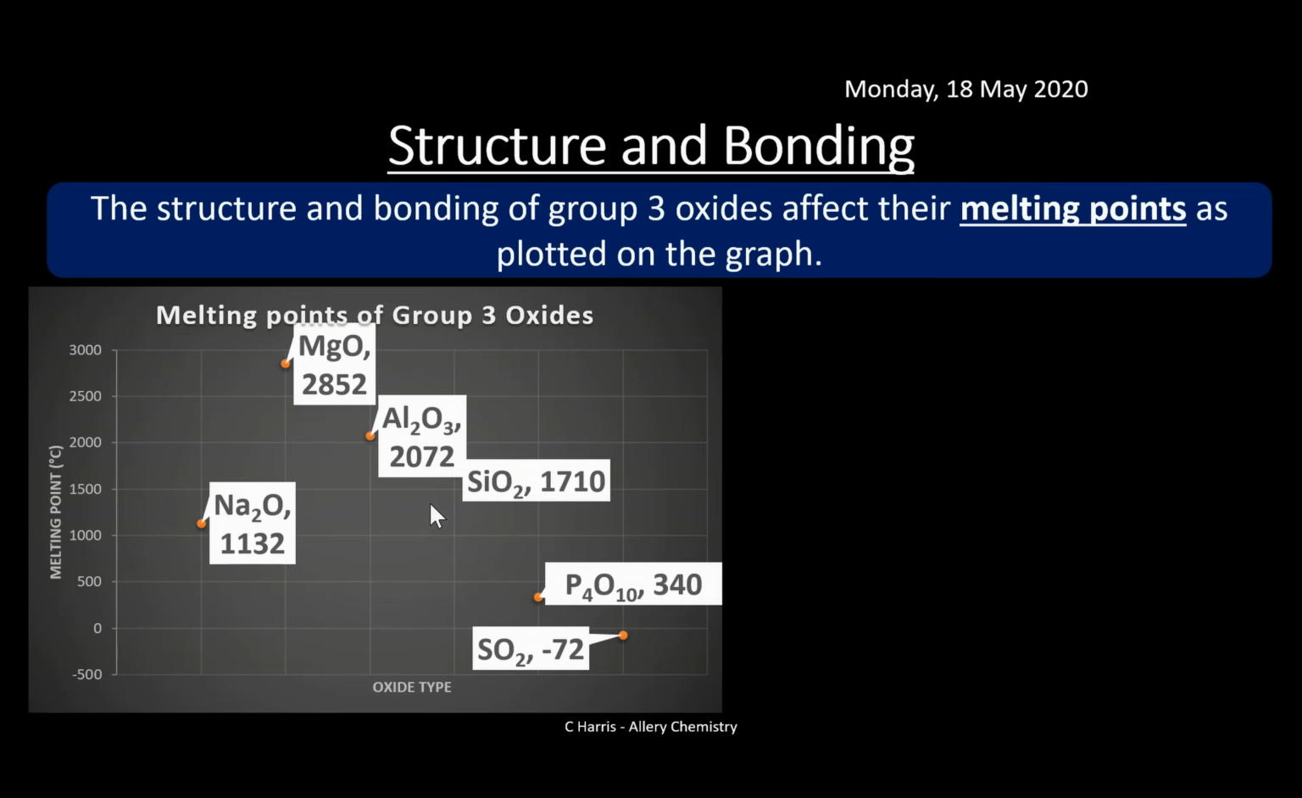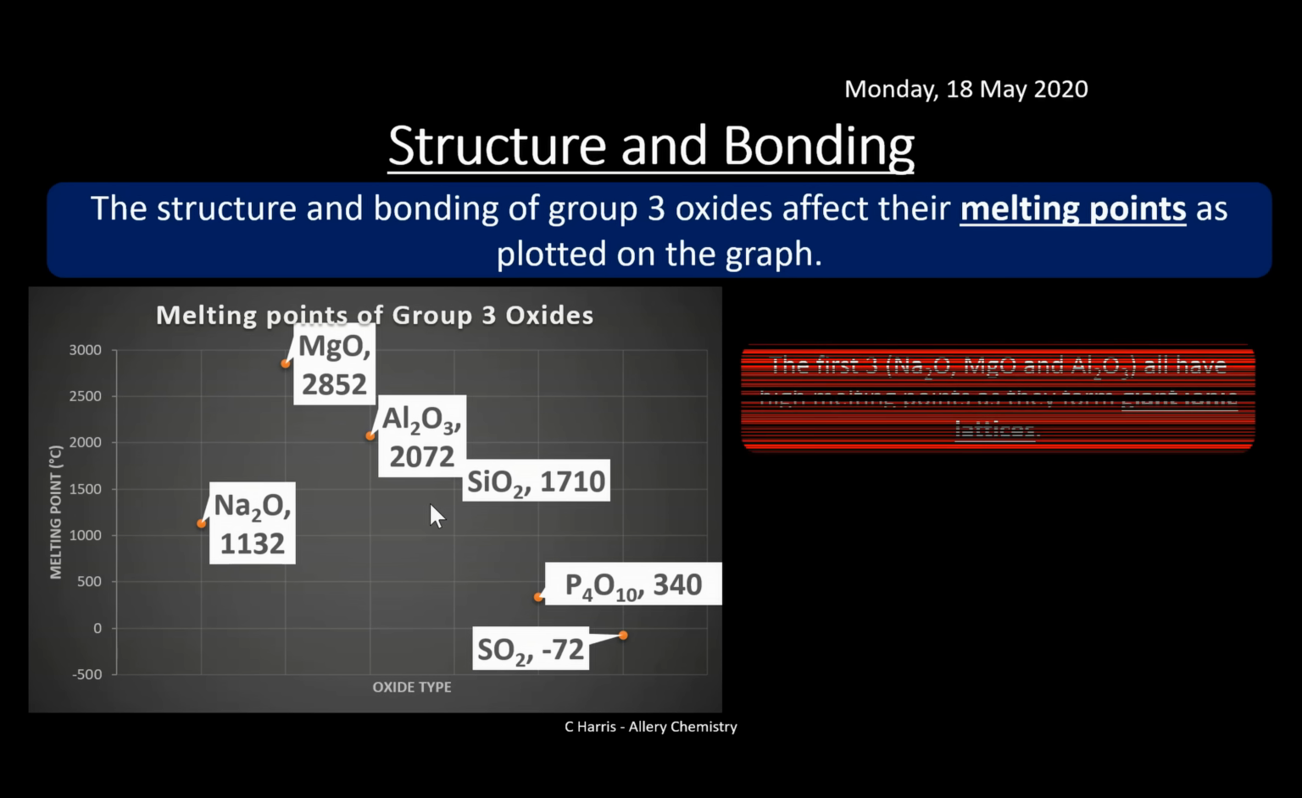melting points with their properties, effectively their physical properties, their bonding, for example, the types of bond. So let's have a look.